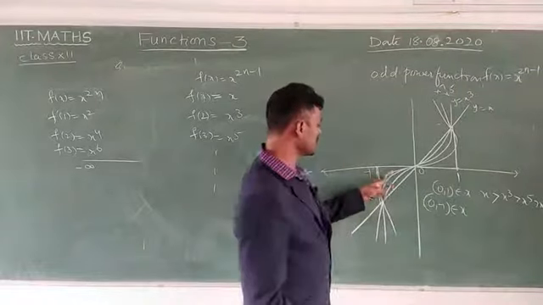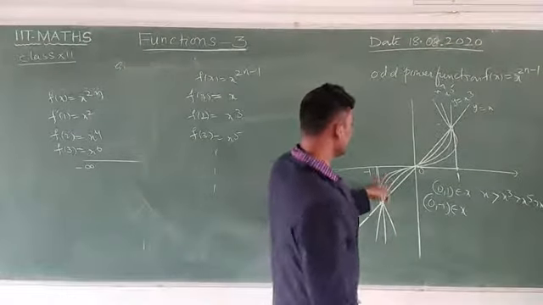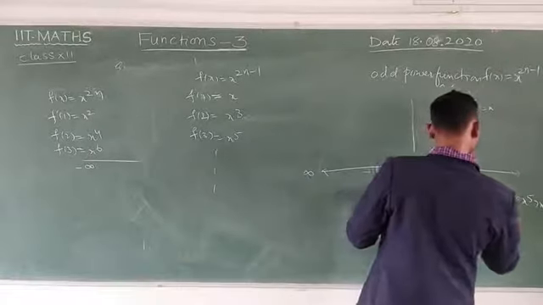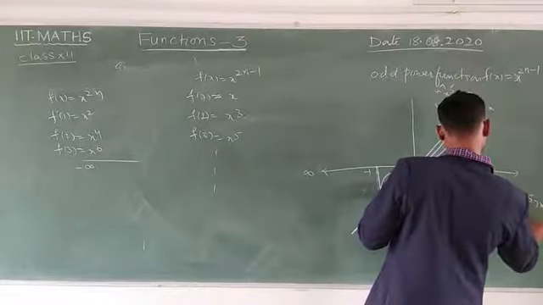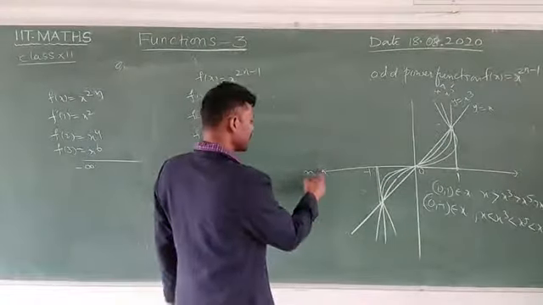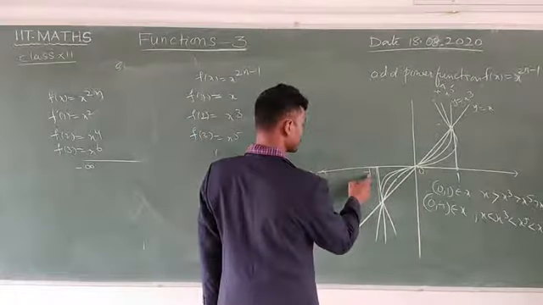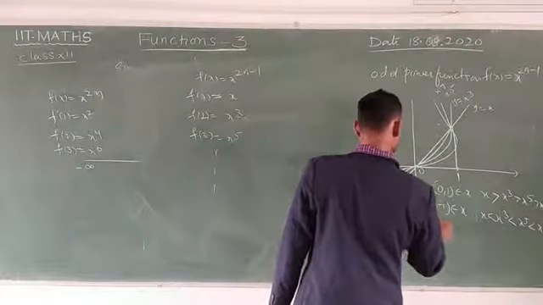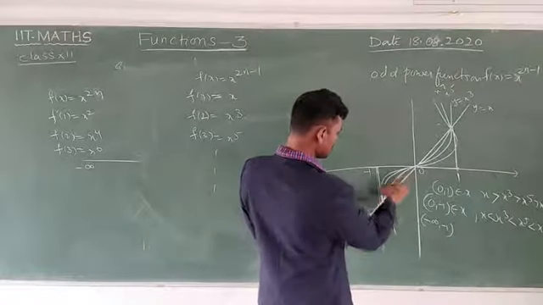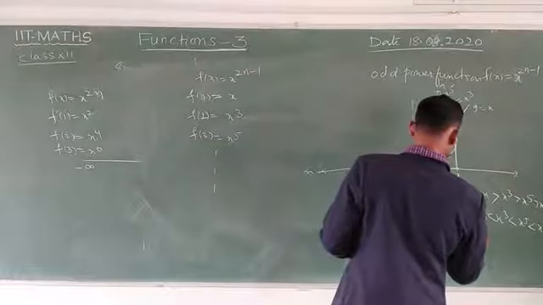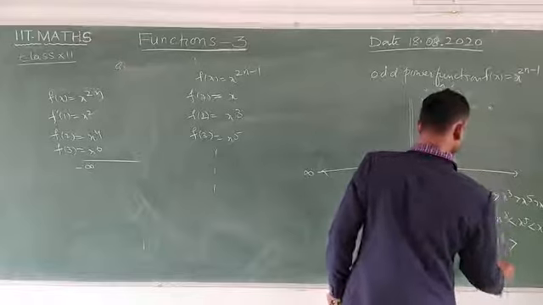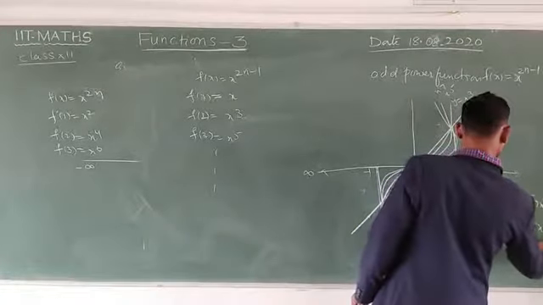See here, which one is greater? For x between 0 and 1, x is greater than x cube, which is greater than x to the power of 5, which is greater than x to the power of 7, and so on. Now from minus infinity to minus 1, check which one is greater. Here x is less than x cube, which is less than x to the power of 5, which is less than x to the power of 7, and so on.